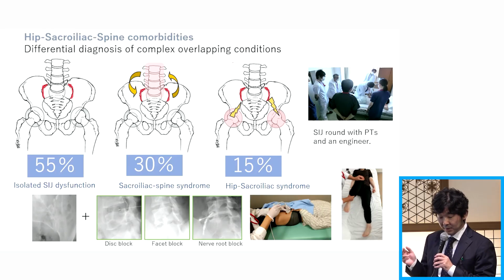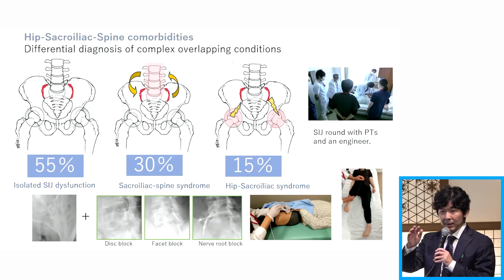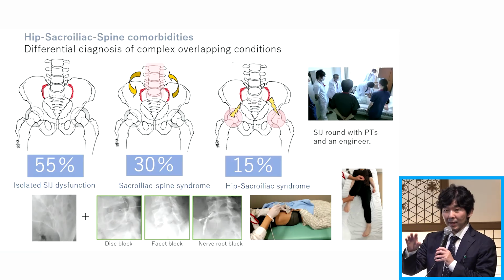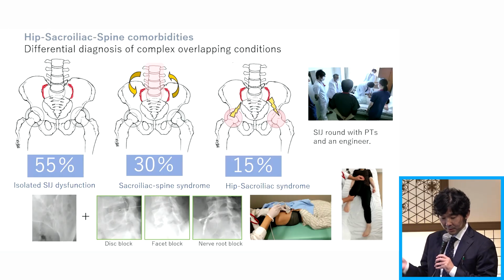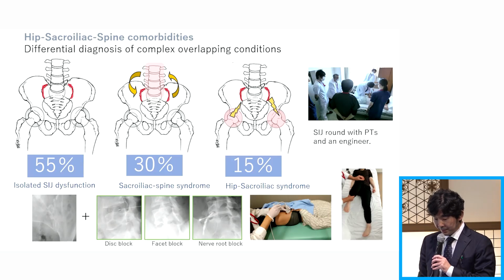A colleague of mine, a physical therapist, often finds functional disorder around the sacroiliac joint. It's very helpful. So if we need, we add diagnostic injections in the lumbar region and the hip joint.